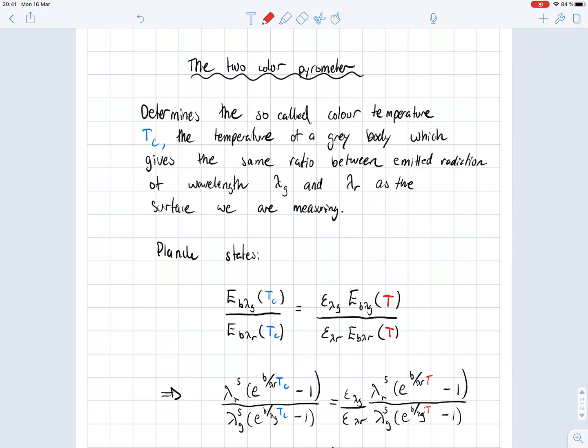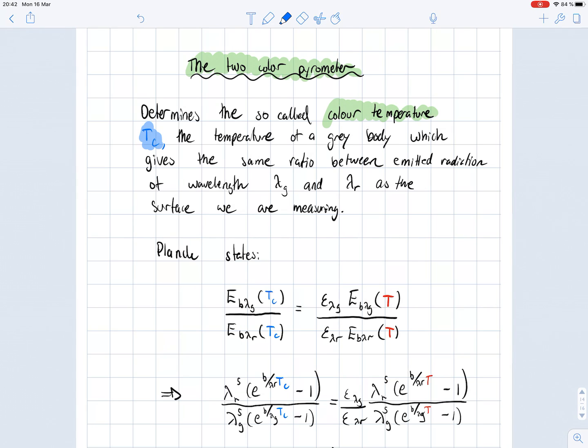The final technology that we will discuss is a two-color pyrometer. The two-color pyrometer determines a third parameter that we call the color temperature. Again, we'll use a blue-colored temperature, TC, for this property, or this temperature. And this is then the temperature of a gray body.